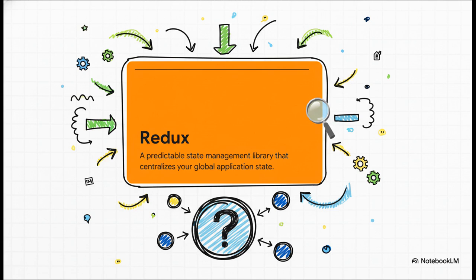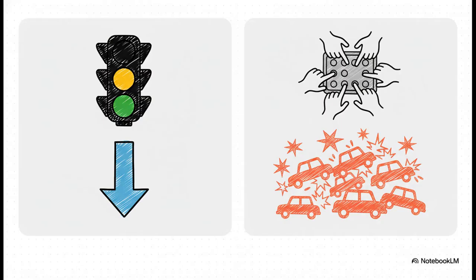Let's dig into what that word, predictable, really means here. The best way to think about this is like a traffic light. A traffic light follows strict rules. It goes from red to green to yellow, always. You always know what's coming next. It's a predictable system. The other option is just chaos, right? Anyone can change the signal whenever they want, and you get accidents. Redux turns your app's data flow from that chaotic intersection into a perfectly behaved traffic signal.